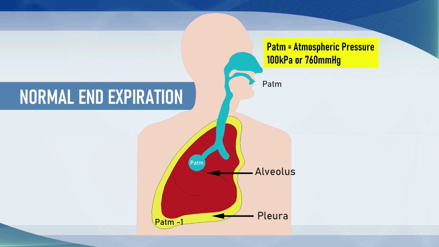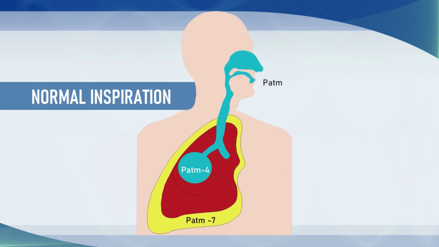The greatest negative pressure is in the apex of the lungs, and the least negative pressure is in the bases in the posterior dorsal segment. So -1, just take that as a random number. Now when a patient inhales, the diaphragm descends, the visceral and parietal pleura are pulled apart, and the pressure within the pleura becomes more negative. This has the impact of dragging the alveolus open and generating negative pressure within the alveolus.